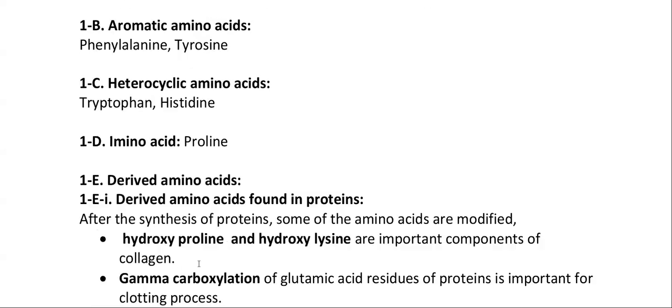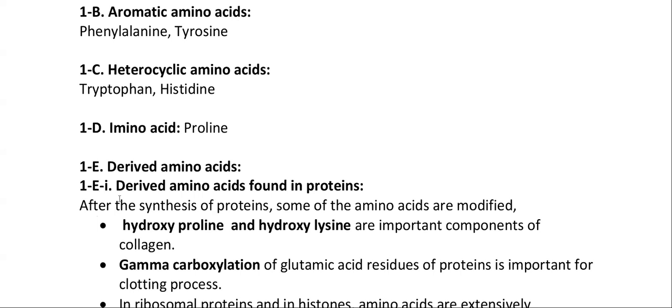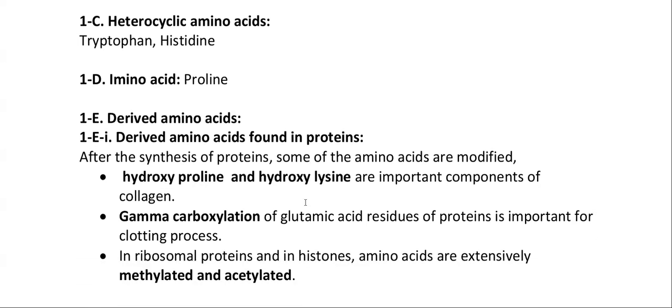Derived amino acids. In derived amino acids found in proteins, after the synthesis of proteins, some of the amino acids are modified. Hydroxyproline and hydroxylysine are important components of collagen. Gamma carboxylation of glutamic acid residues of proteins is important for the clotting process. In ribosomal proteins and in histones, amino acids are extensively methylated and acetylated.